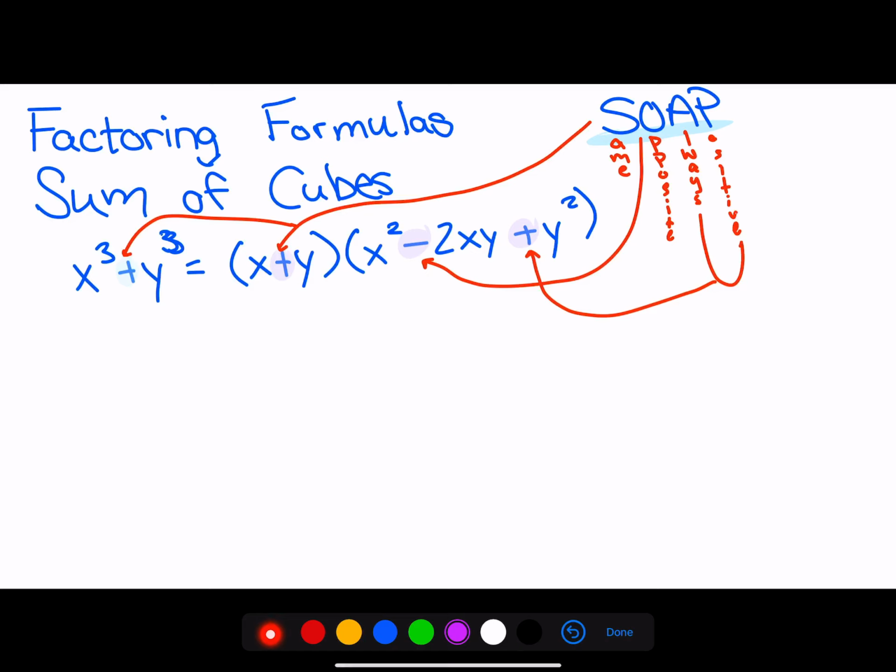So as you can see, the only thing that changes for the sum of cubes is whether it's just positive or minus in the order that we go in. So as long as you remember SOAP, you'll be good to go.